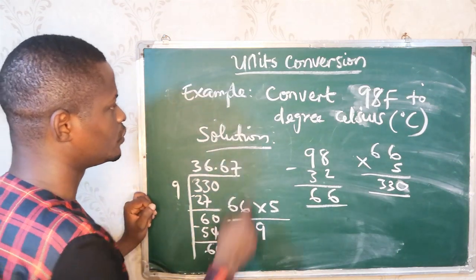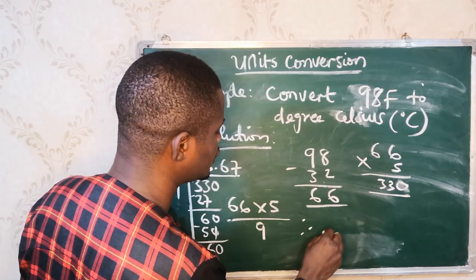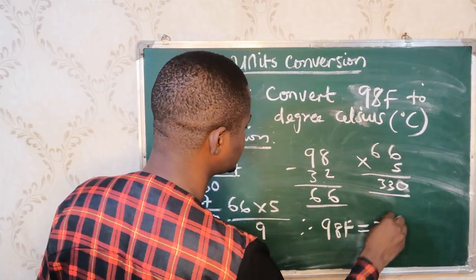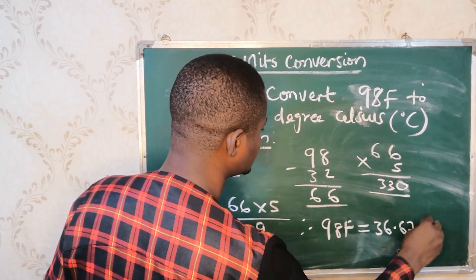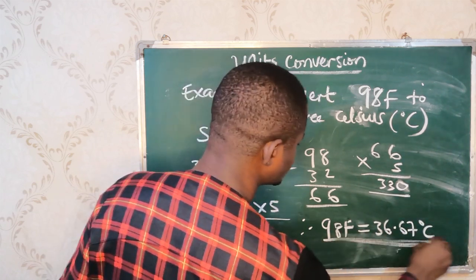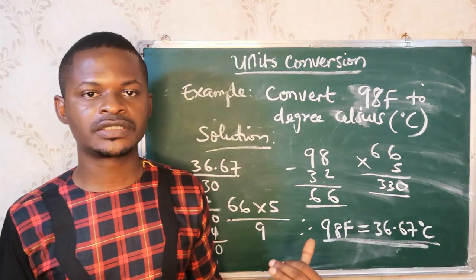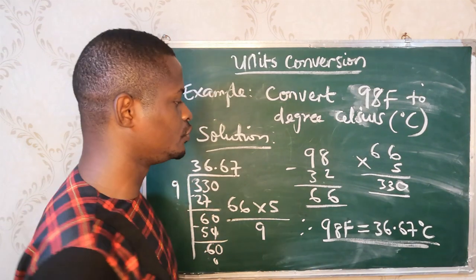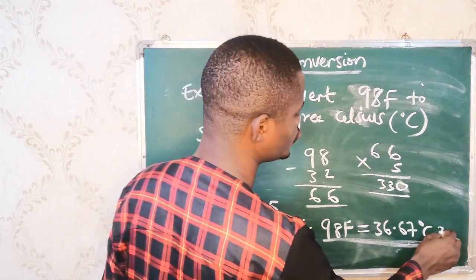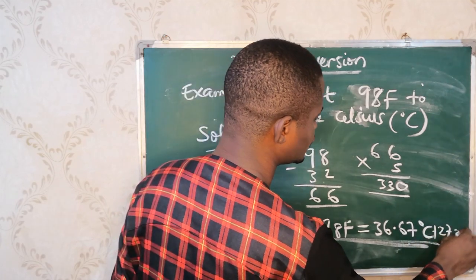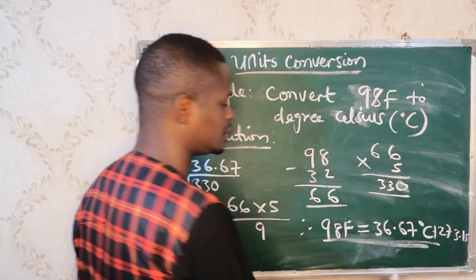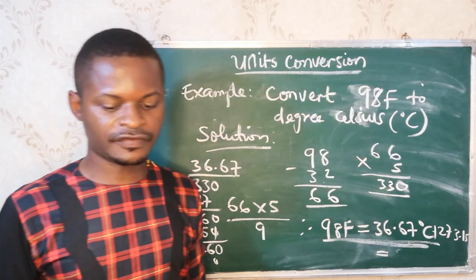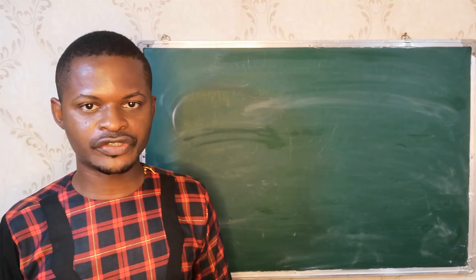All right. So therefore 98 degrees Fahrenheit is the same thing as 36.67 degrees Celsius. And in case you're expected to express this in Kelvin, all you need to do is add this value to 273.15, and that will give you a value in Kelvin. Very simple.